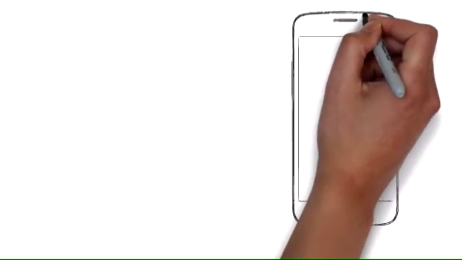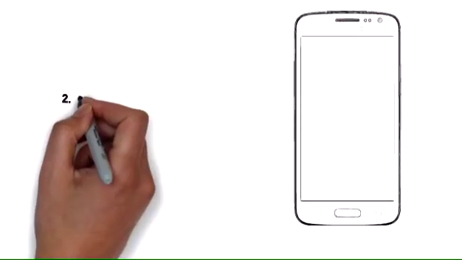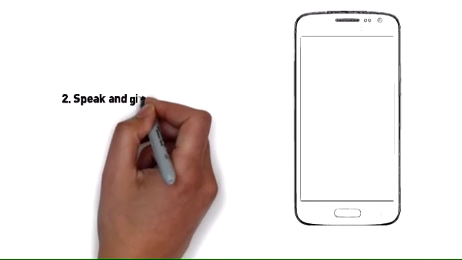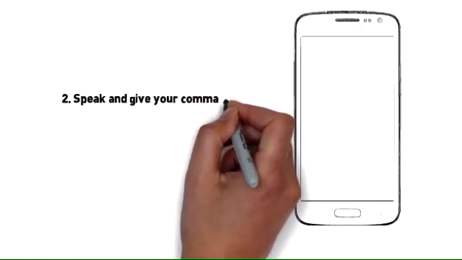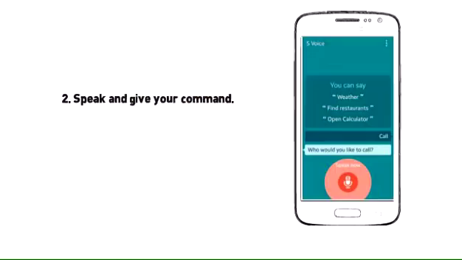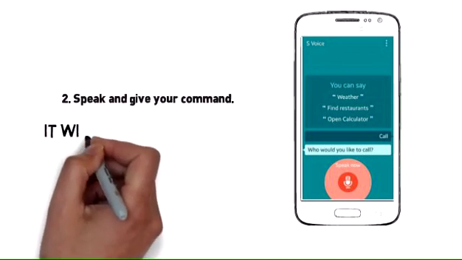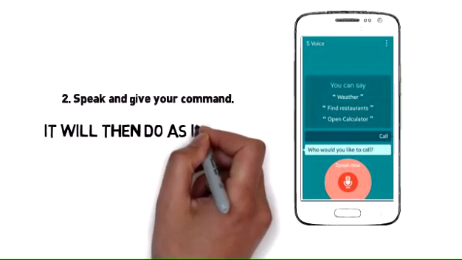2. Speak and give your command. On the Say What You Want screen, wait for the beep or a voice prompt that will ask, "What do you want to do?" and say your command clearly and directly to your device. It will then do as it's told.